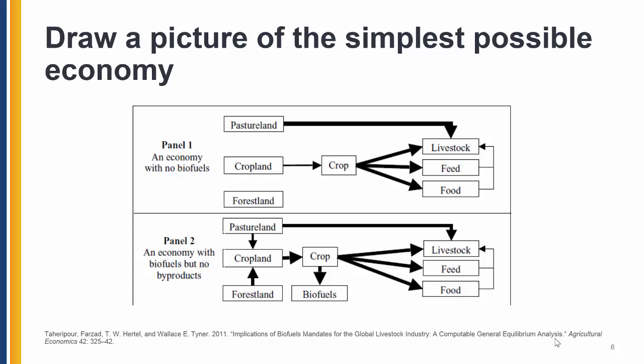Here's an example of the case of biofuels. There are 2 pictures. One is the economy without biofuels, and so we're talking about first-generation biofuels. So basically, cropland is used to produce the crop. The crop is used by various food sectors, including livestock. In panel 2, biofuels enter in and play a role in creating a further demand for crops, and potentially emphasizing competition for cropland with these other uses.